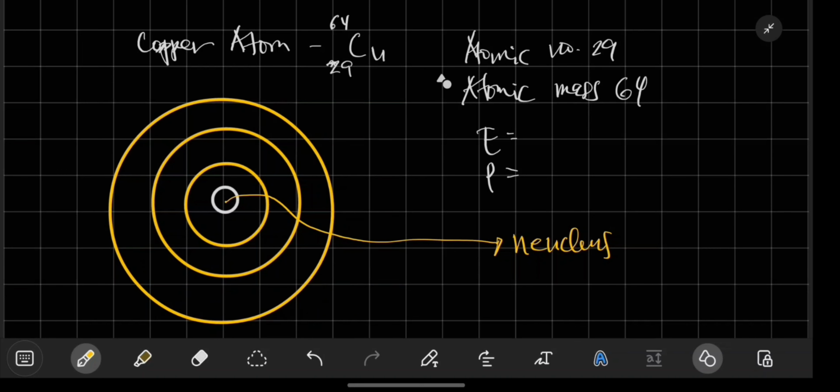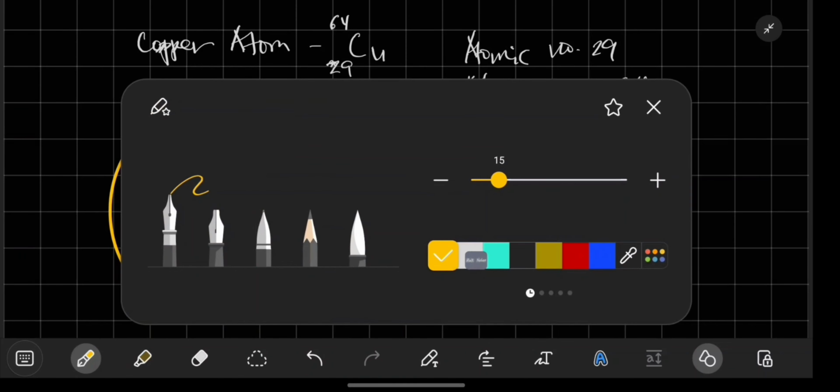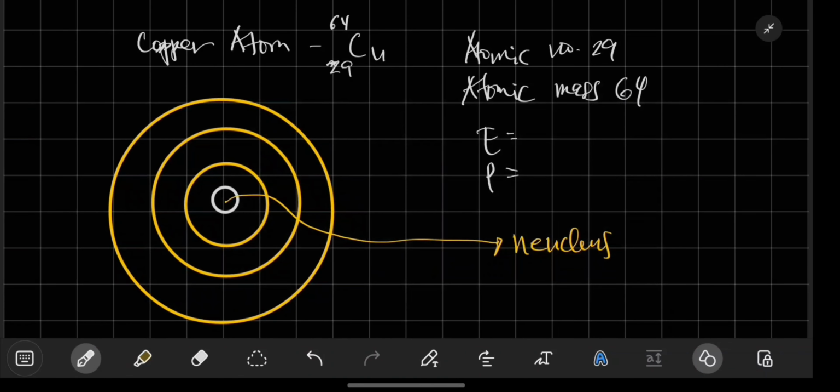Okay? The atomic number of the copper atom is equal to 29. So, meaning to say, dyan mo rin makukuha yung number ng electrons and protons. So, the number of electrons for the copper atom is also equal to 29. Since copper atom is a neutral atom, it also has 29 electrons and 29 protons.